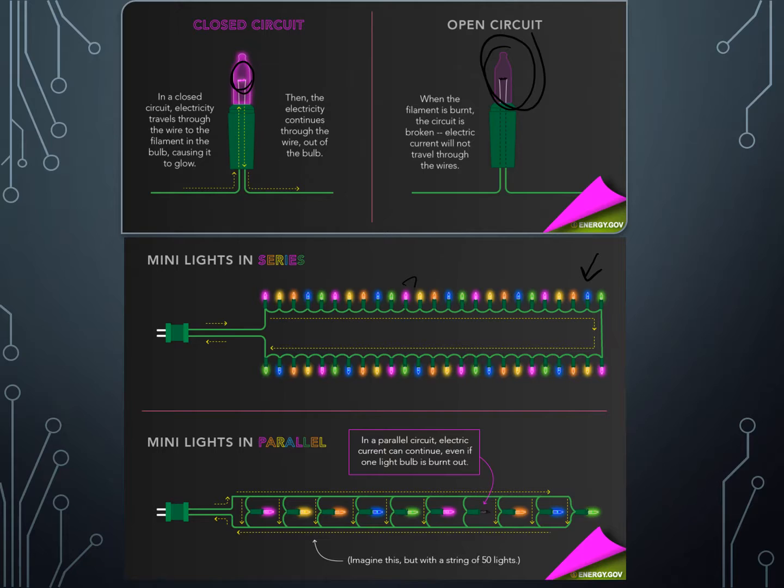So if I were to break one of these, all the lights would go off. As opposed to parallel circuits, as seen in this picture below, where if one of them is out, the other ones are still on. Some of you did a good job yesterday and were able to make series and parallel circuits.